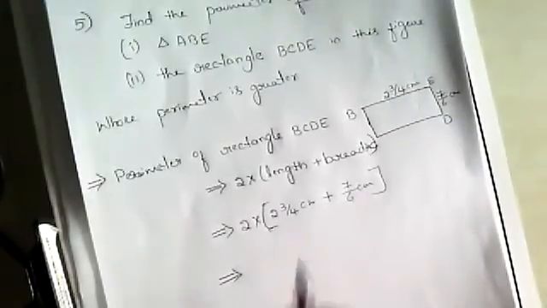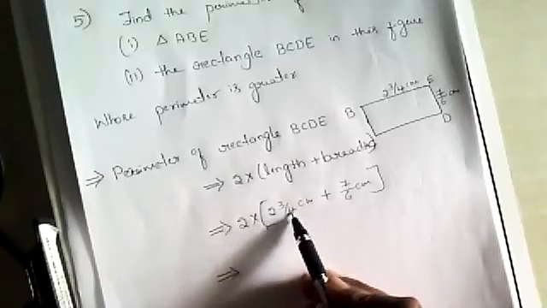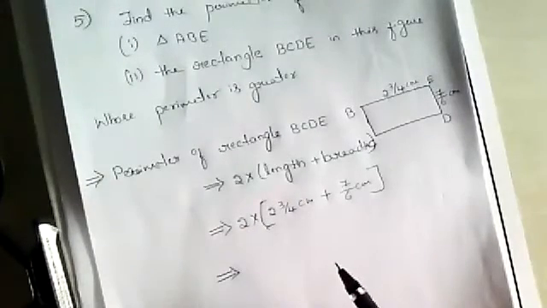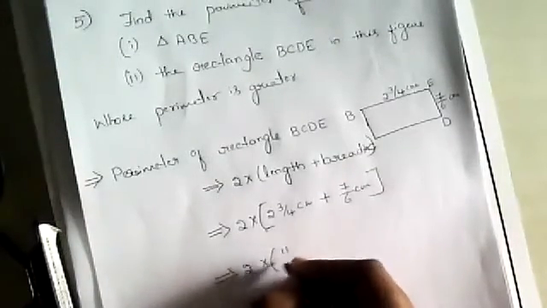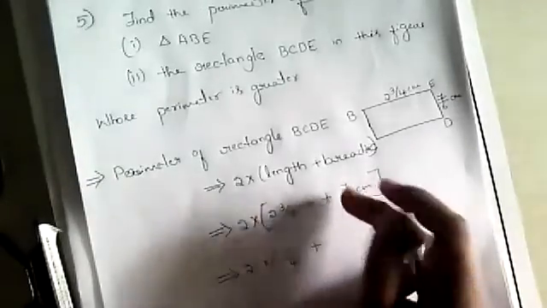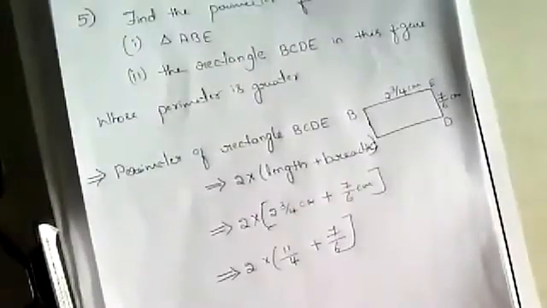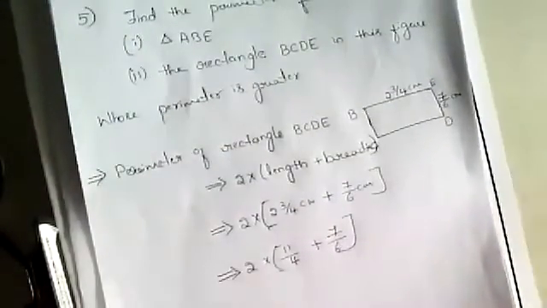We know that it's a mixed fraction. We have to convert this to an improper fraction. 4 2s are 8, 8 plus 3 is 11. So 11 upon 4. So 2 as it is I will write, 11 upon 4 plus, as it is, 7 upon 6.